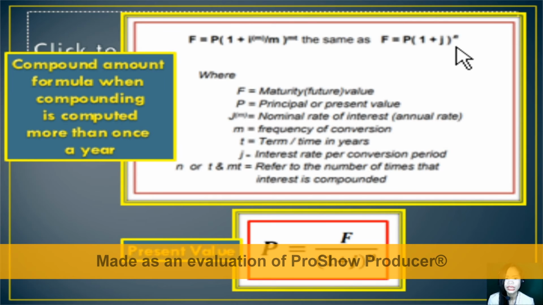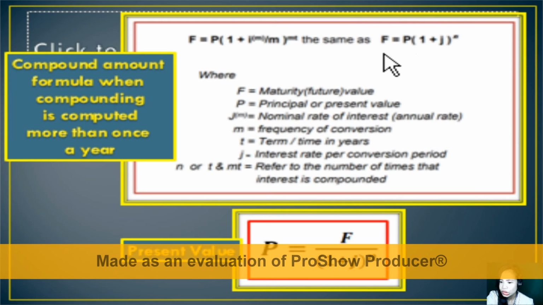Or it is just simply m times t. That's why we change the variable t to n so that n will now represent m times t. That is what we will use in our formula later on. Now, based from this one, we can also get the future value.